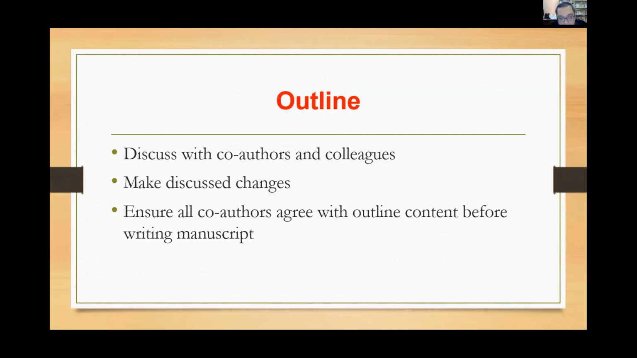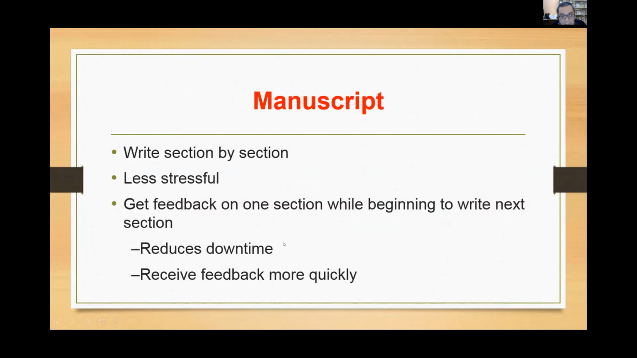Ensure the co-authors agree with the outline content before writing the manuscript. It's good to get agreement that all the co-authors agree this is the content we're going to present. This is to avoid misunderstanding or maybe any argument after the paper has been accepted, when some of the authors might disagree with the content. So first of all, get a discussion and get the outline done.